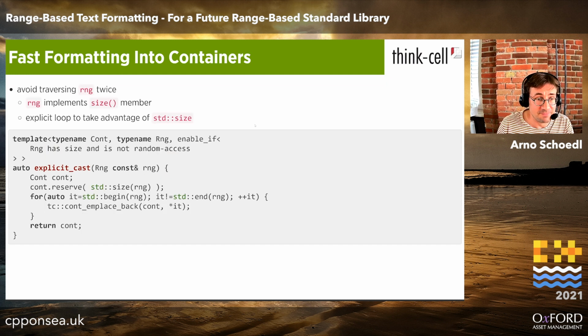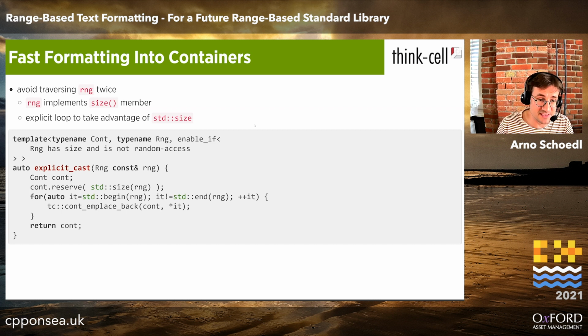Now, if the range actually has a size member, we can take advantage of that. So if we have little enable if range has a size and it's not random access, well, if it's random access, you can easily implement a size.